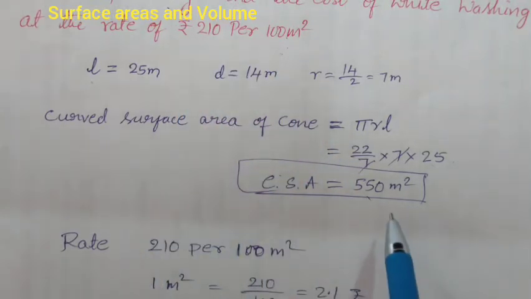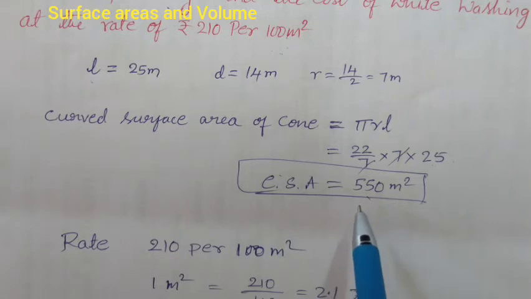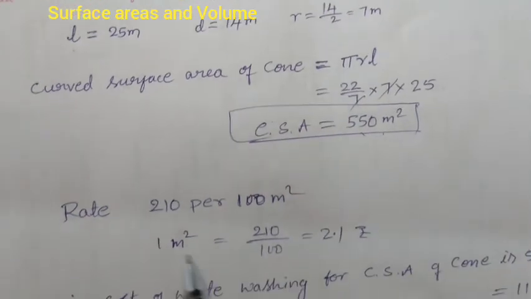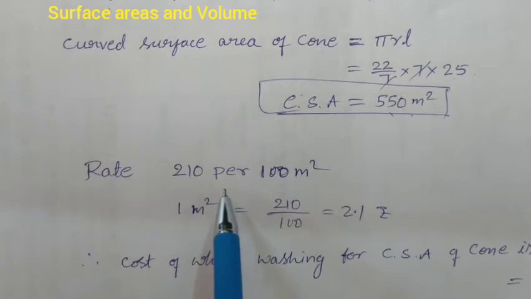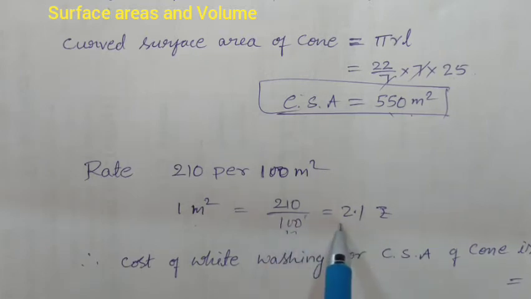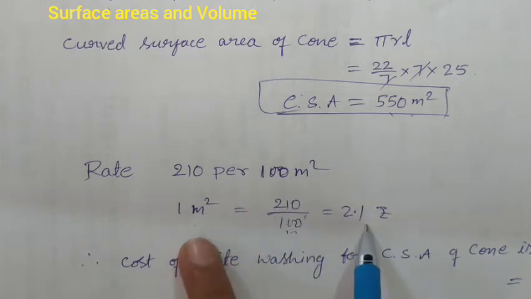So what is the rate of 550 meter square? Yes. So you can see this one. The rate is 210 per 100 meter square. For 1 meter square, you can divide by 100. 210 by 100, we get what? The expense for 1 meter square is rupees 2.1.